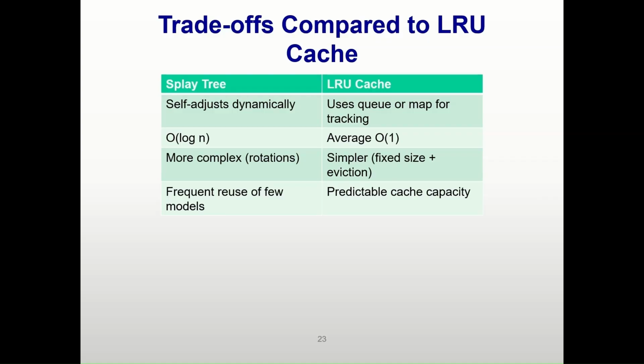While an LRU cache explicitly removes old entries, a splay tree adapts naturally based on access frequency. No need for external eviction logic.